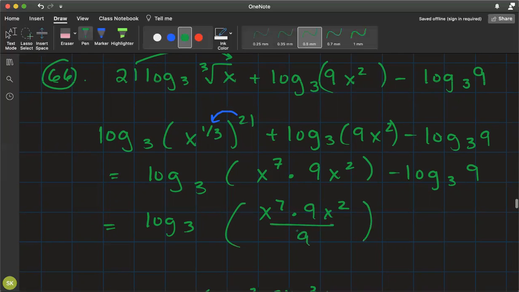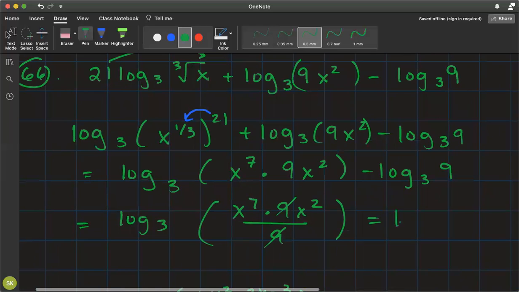And I can simplify a little bit in here because this 9 and this 9 cancel, and the 7 and 2 add. So I get log base 3 of x to the 9.